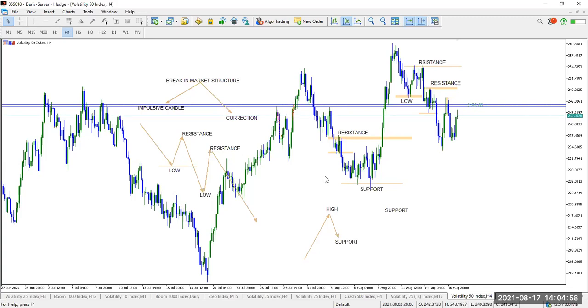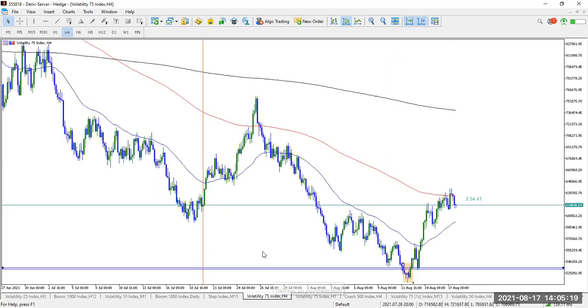When the structure is broken, there are things you look out for. When a structure is broken, we want to see either a supply or a demand zone. We want to see an order block. We want to see an imbalance. Like the V75 trade I took today, I really enjoyed it very, very well.